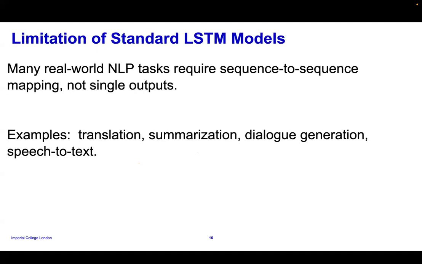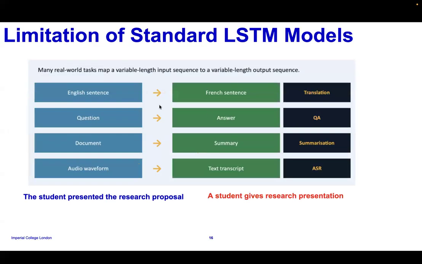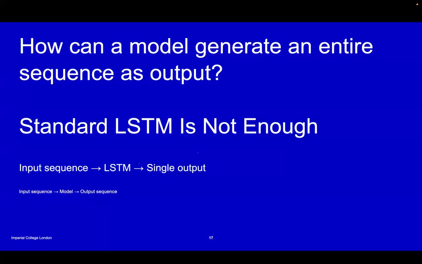But this is a duplicate slide. Many real-world NLP tasks require sequence-to-sequence mapping, not a single output. Examples of these tasks are translation, and therefore these are some of the real-world problems where we need a variable-length input sequence mapped to a variable-length output sequence. For example, given an English sentence, give me a French sentence. So you can see this is translation. You may have different outputs in question answering, and these are all the different ways.